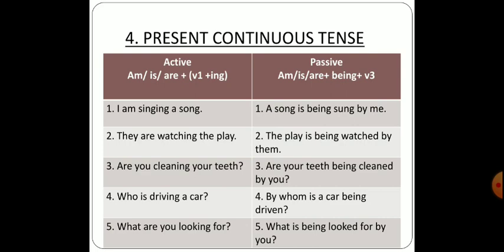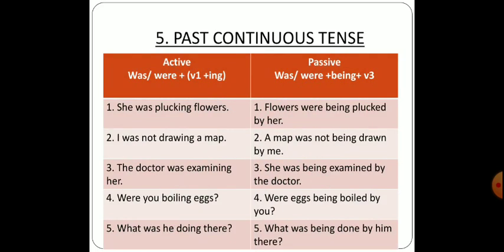Who is driving a car? By whom is a car being driven? The next one is, what are you looking for? What is being looked for by you? The next one, that is the fifth one, past continuous tense. So the active form would be was, were plus the verb's first form plus ing, and in the passive one we will be putting was, were plus being plus the verb's third form, that is past participle.